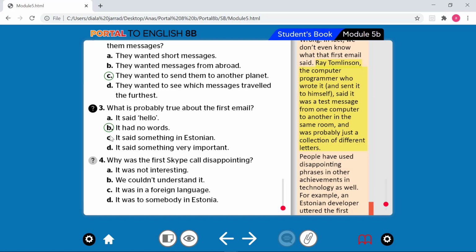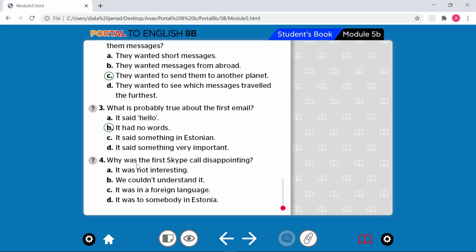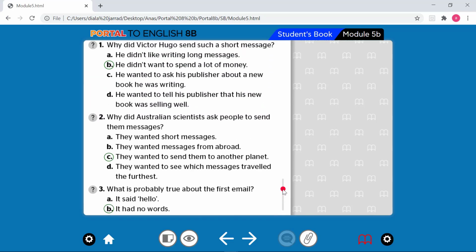Number 4. Why was the first Skype call disappointing? It was not interesting. We couldn't understand it. It was in a foreign language. It was to somebody in Estonian. Because it was not interesting. Okay.